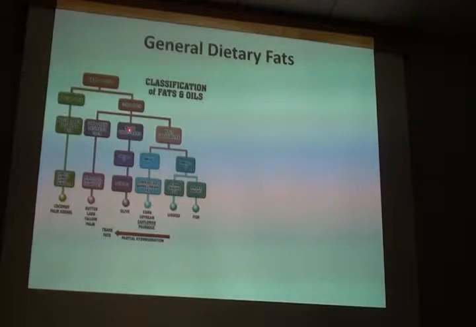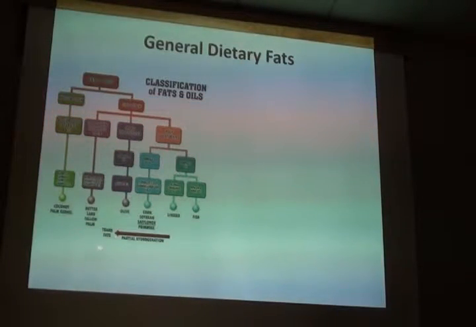And then there's unsaturated fats. So the monounsaturated fats, the best example of that is oleate. It's 18 carbons, has one unsaturated bond. That's found in olive oil primarily, as well as a lot of other animal fat.